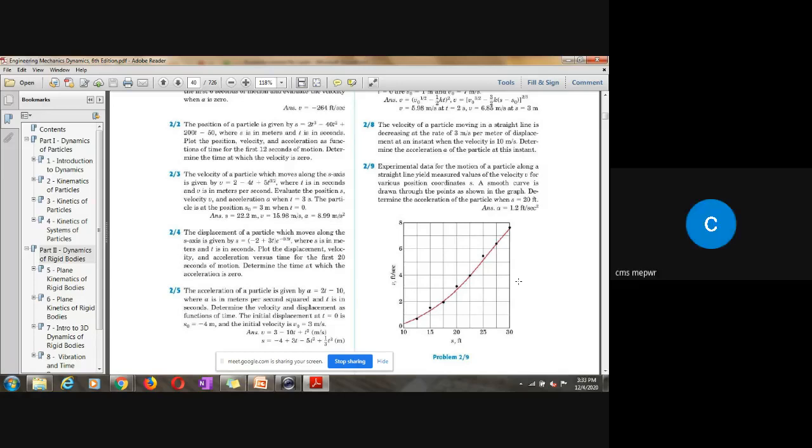यस ठीक सर। अच्छा, ये देखें, एक्सपेरिमेंटल डेटा फॉर द मोशन ऑफ पार्टिकल अलोंग अ स्ट्रेट लाइन yield the value for the velocity v of various position coordinate s. A smooth curve is drawn through the points as shown in the graph. ठीक है, क्वेश्चन की समझ आ रही है?